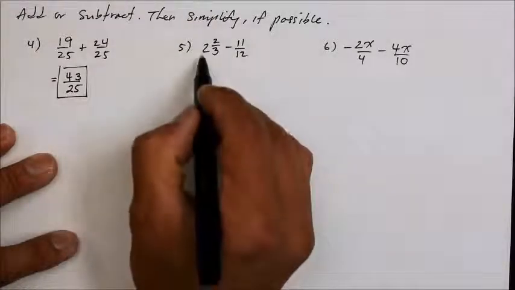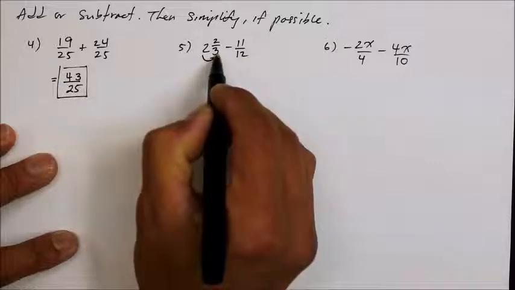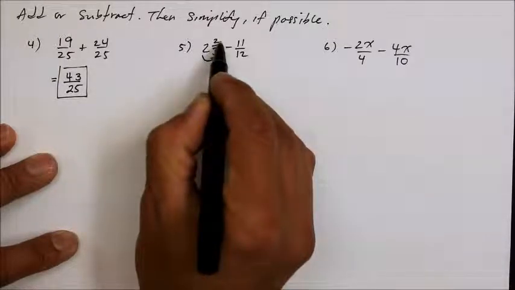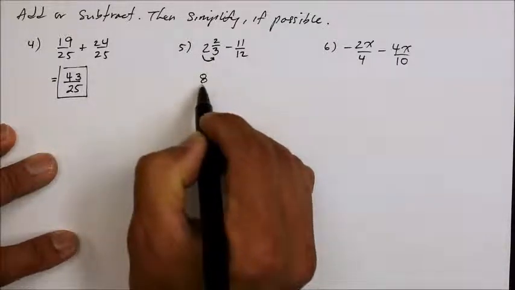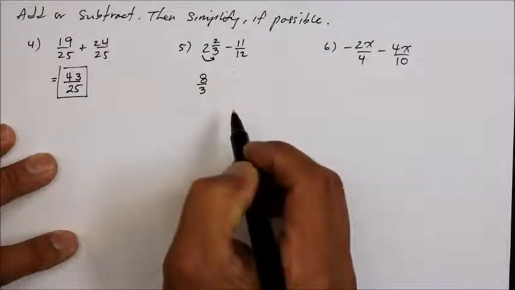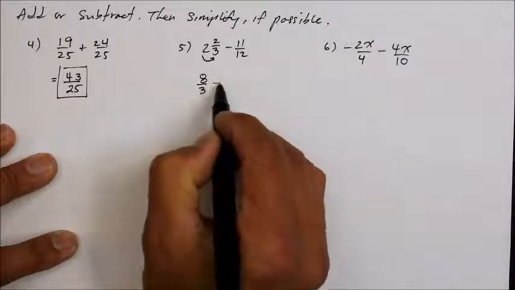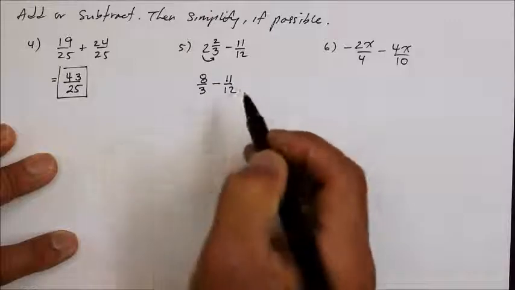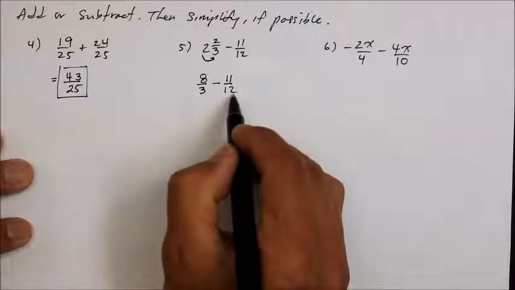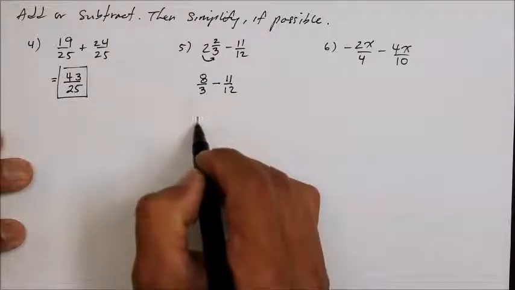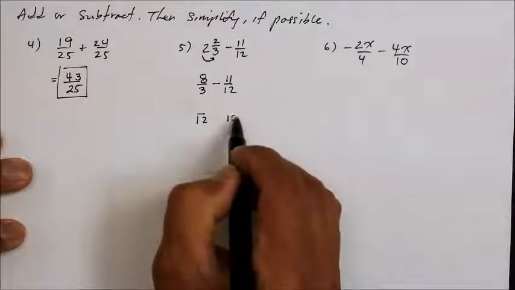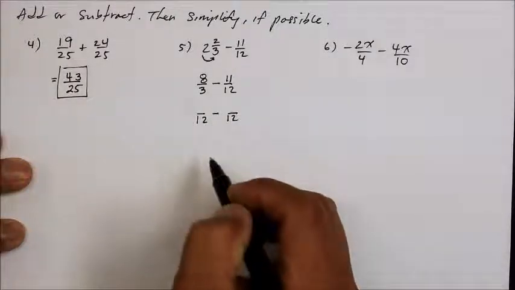And number 5, we have mixed fractions, so let's make this into an improper fraction. So the way we do it is 2 times 3 is 6, and 6 plus the numerator is going to be 8. And keep that denominator 3, so it's 8 over 3, minus the 11 over 12. And the common denominator between 3 and 12 is 12. So we want both fractions to have 12, and whatever we get, we're going to take the difference of it.